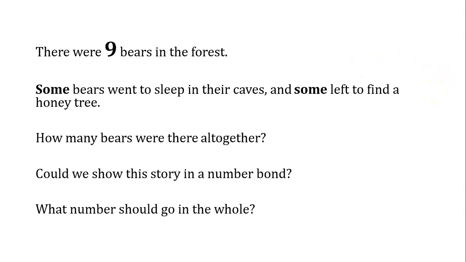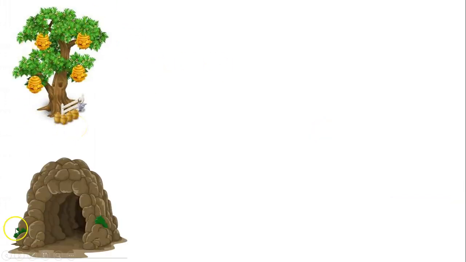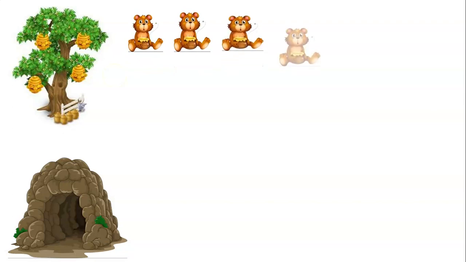Remember, the whole represents the number of people or objects that we have all together. So we know we had 9 bears all together. That's what will be in our whole. So remember, we had our honey tree and then our cave. Let's see how many bears were at the honey tree. 1, 2, 3, 4, and 5.